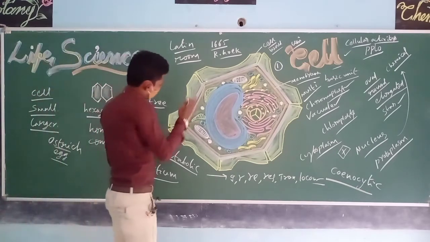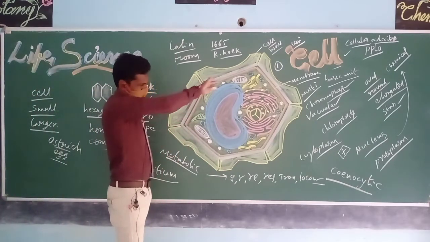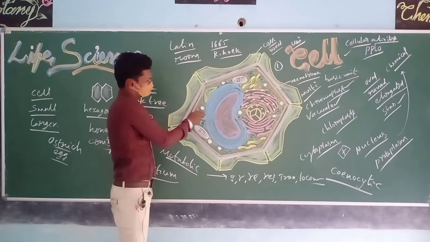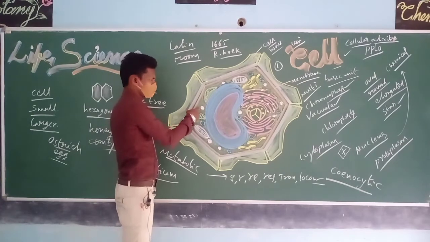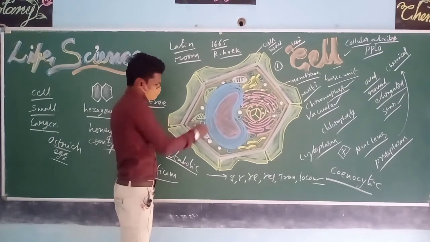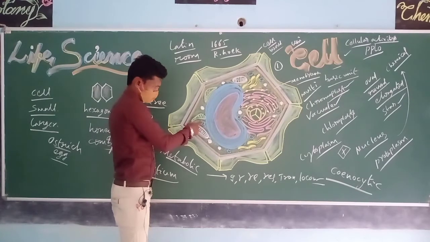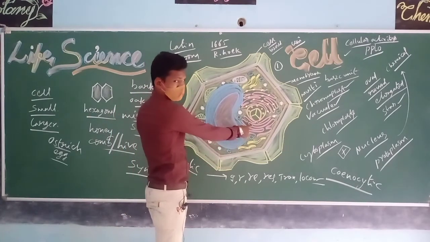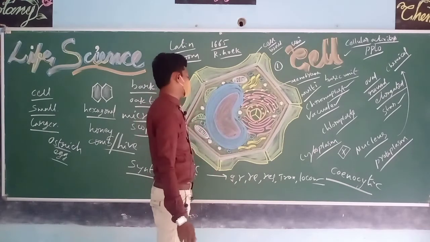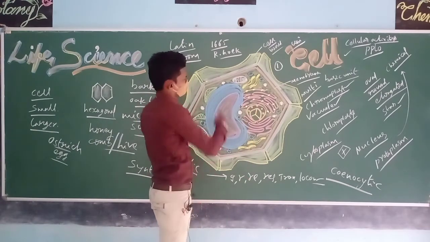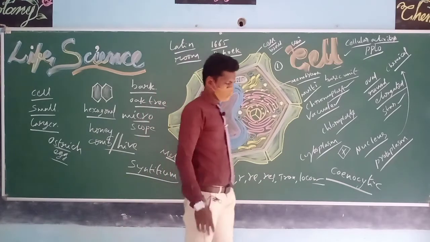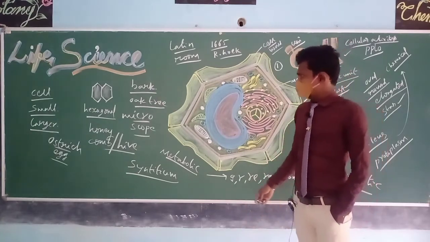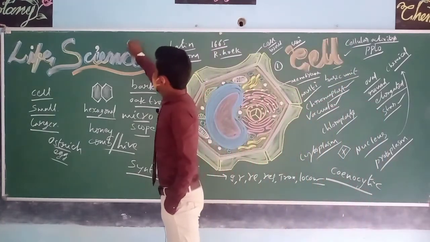So here we could observe the different parts. All these parts present in the cytoplasm are called cell organelles. Those cell organelles may be ribosomes, chloroplasts, vacuole, mitochondria, lysosomes, Golgi body, smooth endoplasmic reticulum, rough endoplasmic reticulum, nucleus, cytoskeleton. We could observe here, chromoplasts are present. Coming to the animal cell, additionally centrioles are present.